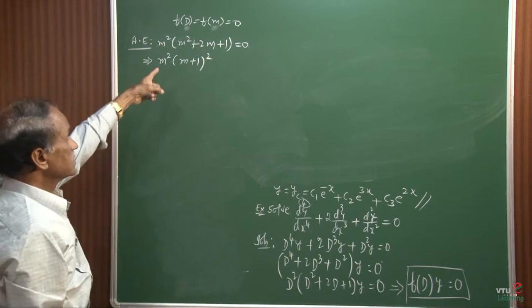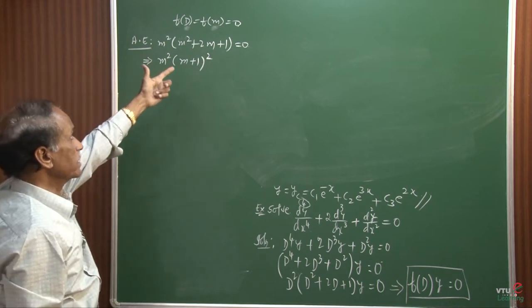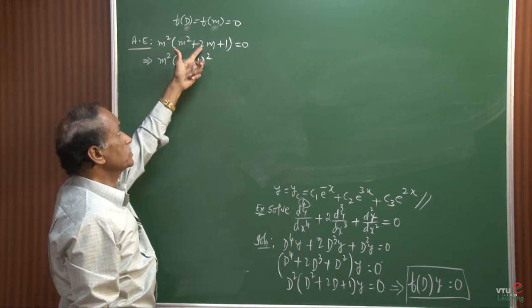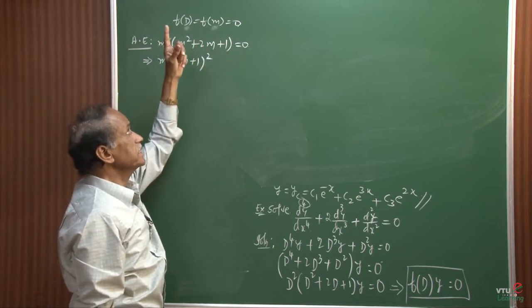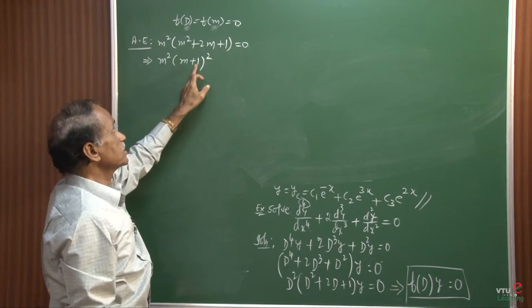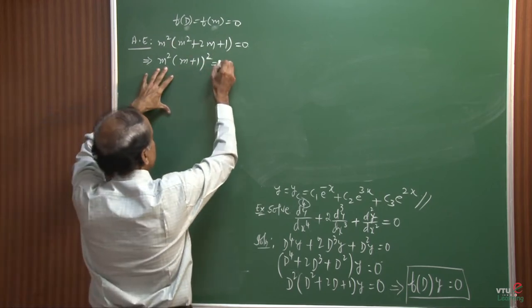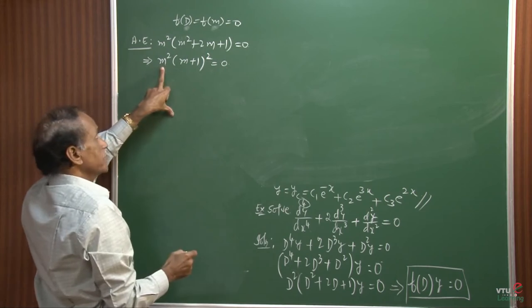Correct? That is a square plus 2ab plus b square form. That b square is 1 square. m square plus 2m plus 1, if you write it as 1 square, a square plus 2ab plus b square can be written as (a plus b) whole square, where b is equal to 1. Therefore, these are the two equations you are getting for finding the roots.